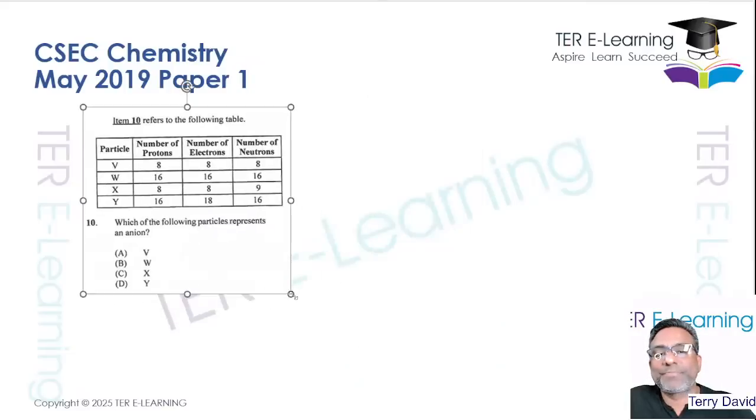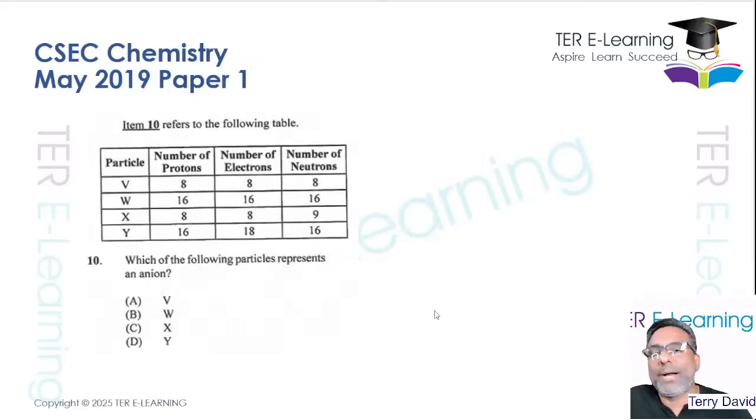Question 10. We have some particles here, V, W, X, and Y. We have number of protons, number of electrons, number of neutrons. Which of the following particles represent an anion?